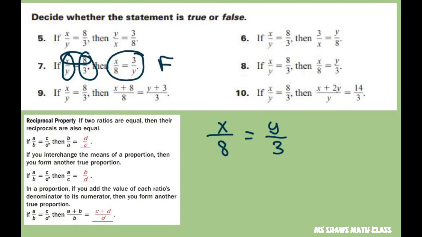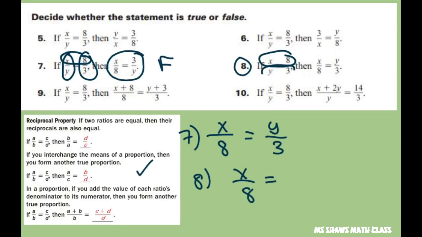And then for this one, we have, so this is 8 and this was 7. They're doing the same thing, so we're using this one. So we're going to write x divided by 8 is y divided by 3. So we wrote that twice. In this case, it's true. Here they did it wrong.